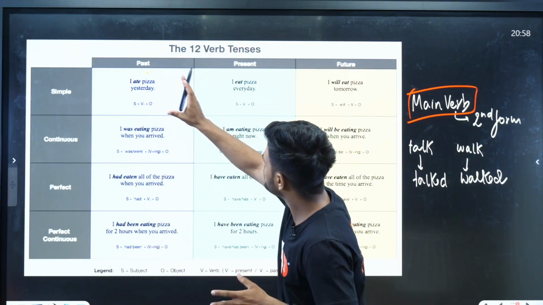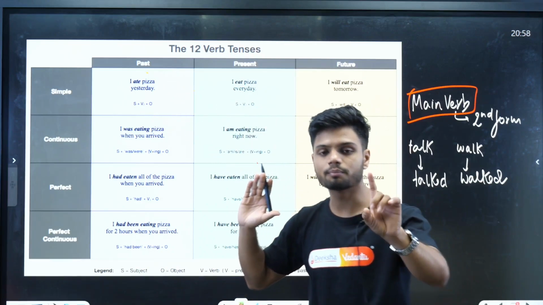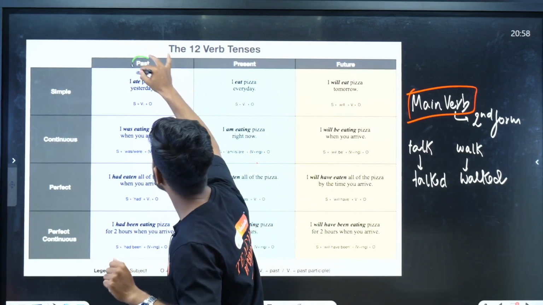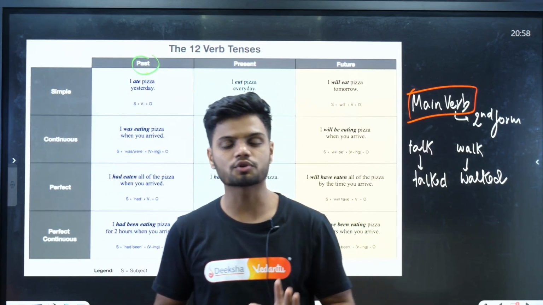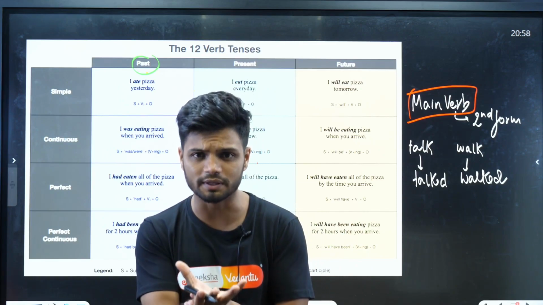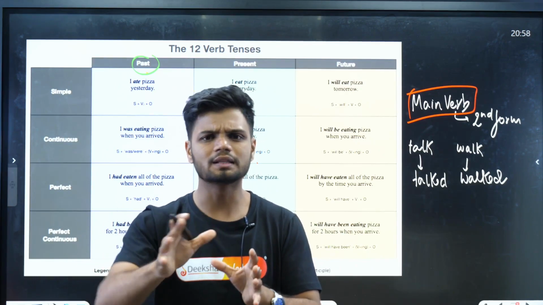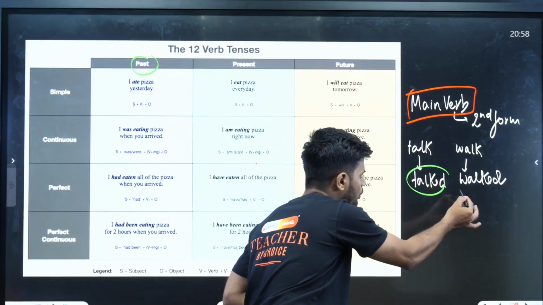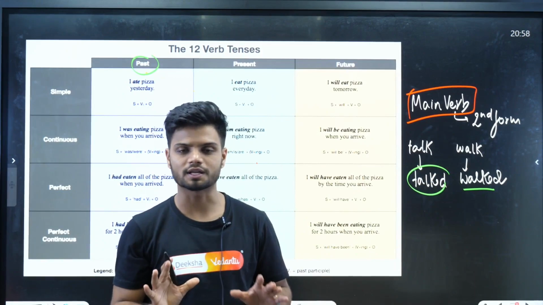Now, the most questions in your board examination always come from the past tense. Always 90% or 80% of the questions come from the past tense. That is, they play around with the verb, the verb's second form. For example, they'll give you questions on talked or walked. Those kinds of questions you can expect.